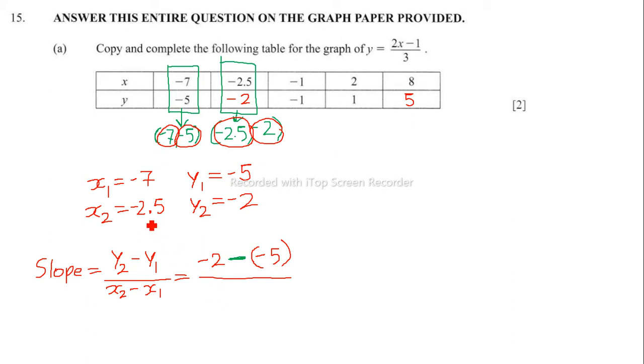So x2 is going to be what? -2.5, minus, open bracket, x1, which is -7.